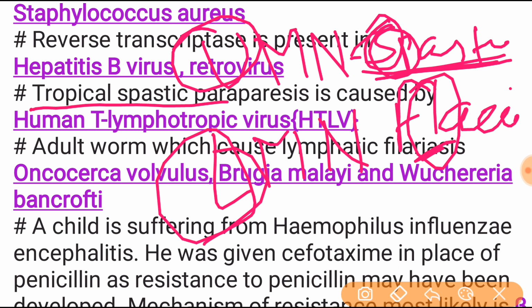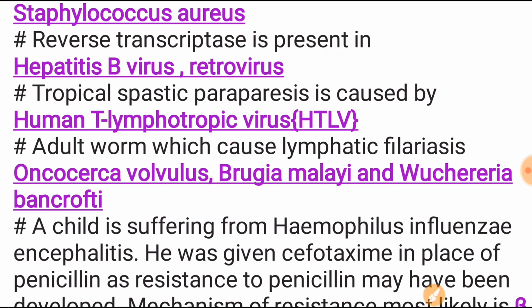So you can't forget that L: lower motor neuron, flaccid. This is the trick to remember lower motor neuron paralysis and upper motor neuron paralysis. Spastic paralysis is present in upper motor neuron disease. So here, the question asks about tropical spastic paraparesis, the causing organism: HTLV, that means human T lymphotropic virus, causes tropical spastic paraparesis.